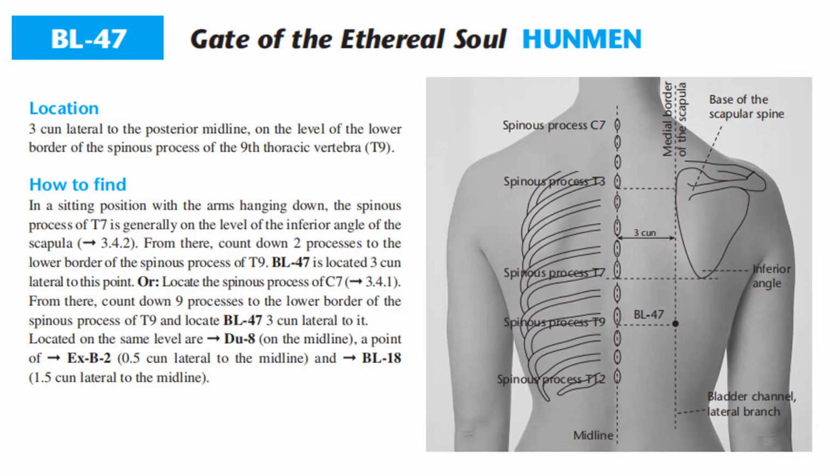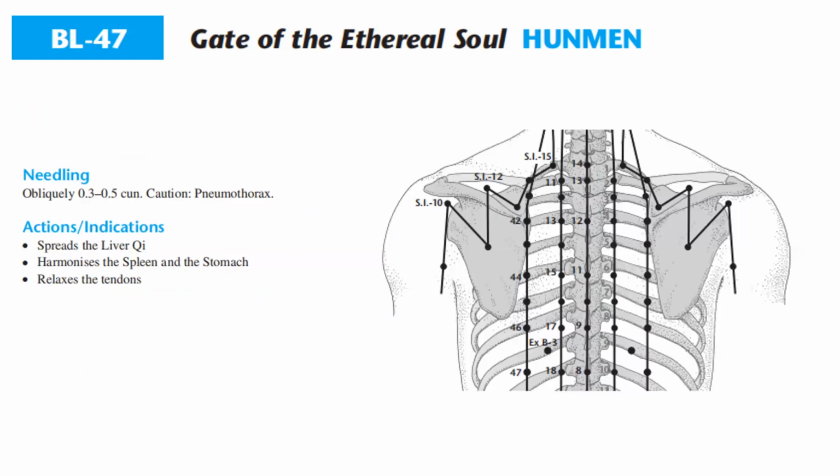Located on the same level are DU8 on the midline, a point of EXB, 2.5 tune lateral to the midline, and bladder 18, 1.5 tune lateral to the midline. Needling obliquely 0.3 to 0.5 tune. Caution, pneumothorax. Action and indication: bladder 47 spreads the liver chi, harmonizes the spleen and the stomach, and relaxes the tendons.